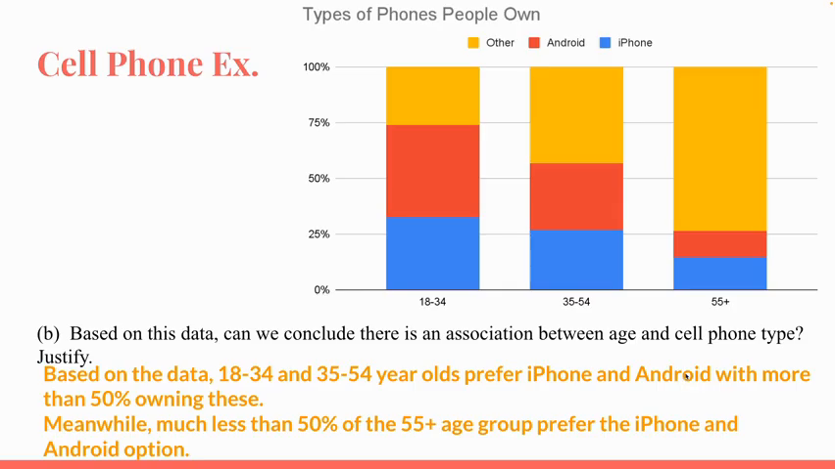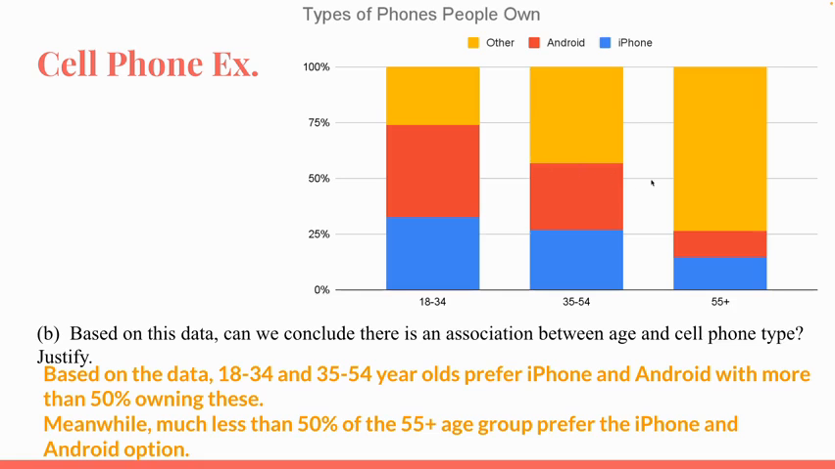So based on the data, we are really going to explain this. We're not just going to answer this yes and no. We have to explain so that the reader understands what you're saying. The reader is going to pretend like they know nothing. And so you've got to be really specific and also include context. What is this about? So based on the data, 18 to 34 and 35 to 54-year-olds prefer iPhone and Android, with more than 50% owning these. So if we look at this, this goes almost to 75, and this one goes, maybe 55?